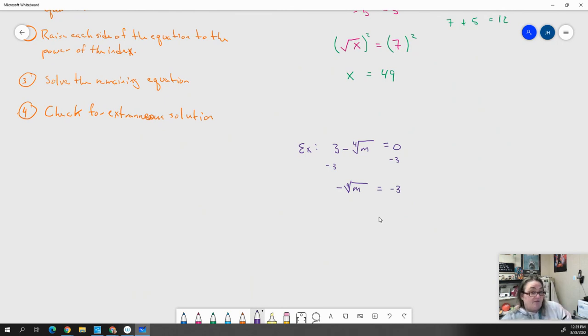Well, negative the 4th root of m is not the same as getting it isolated, right? That negative's still going to have to come out, because that's like saying negative 1 times the 4th root of m. So to get rid of that negative, we could either multiply or divide everything by negative 1. I'm just going to divide because it's easy. And I'm going to wind up now with the 4th root of m equals 3. Now it's positive because we have a negative over a negative. And so now we're at step 2 where we can raise.